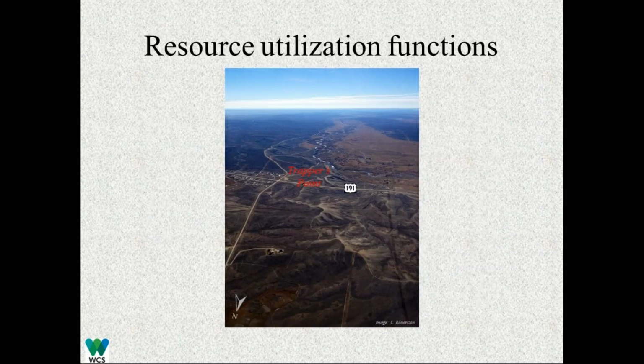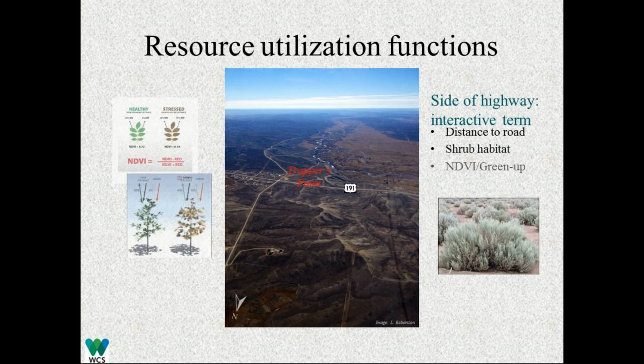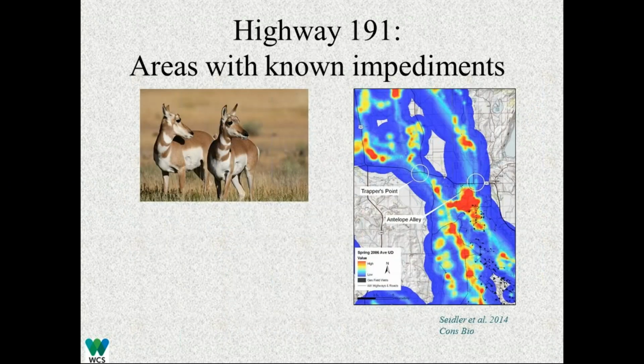And we took those utilization distributions and we plugged them into a resource utilization function. And this RUF is basically a resource selection model, except that it relies on those utilization distributions from the Brownian bridge as a continuous response variable as opposed to a categorical variable of use versus available. And what we wanted to do is model if roads and gas well pads could be a driver of these stopover points in addition to just resources. And so we looked at side of highway, so whether it was the approach side or the departure side, as an interactive term. And then we looked at things like distance to road, shrub habitat, and then NDVI as a measure of habitat quality to disentangle that.